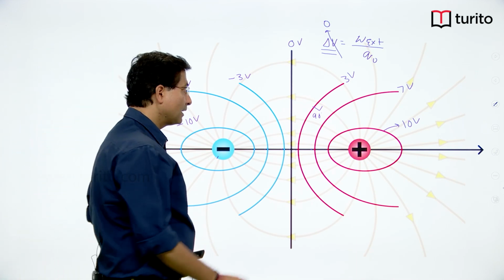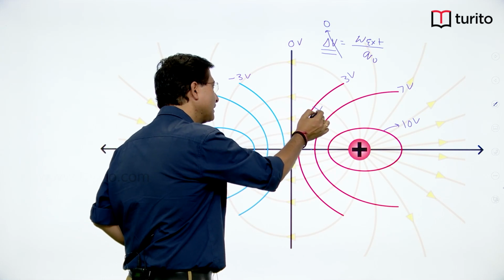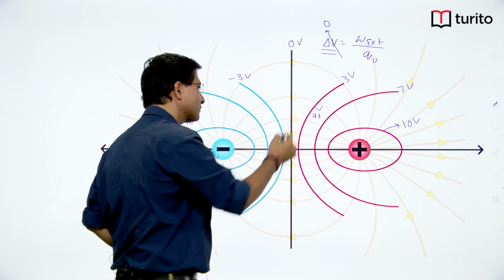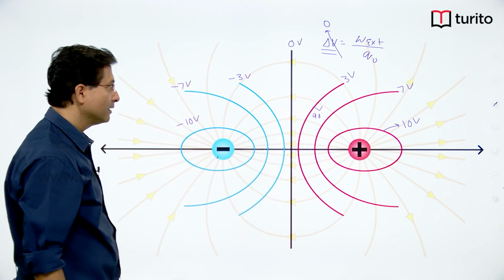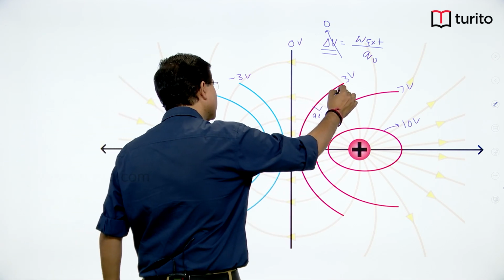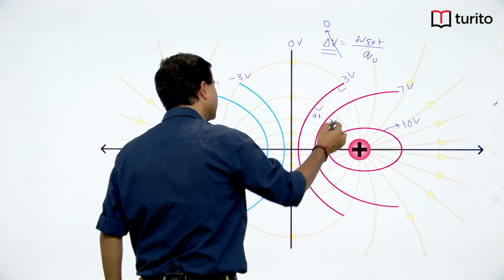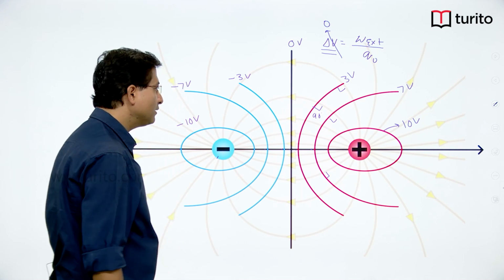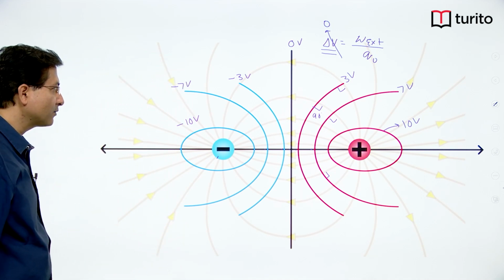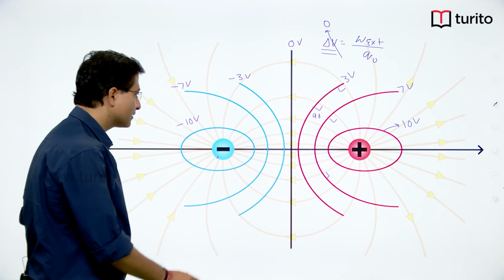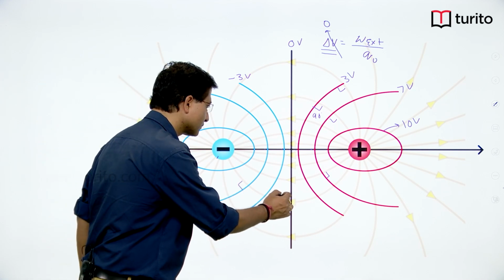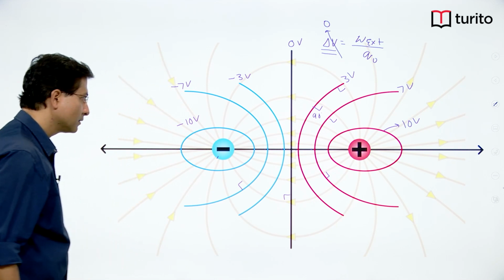One point. Another point, the equipotential line will make 90 degrees with the electric field lines at every point. Here also you can see this angle is 90 degrees, this angle is 90 degrees. Anywhere you take, the angle between the equipotential line and the electric field line is 90 degrees. Similarly, you can see here, right.